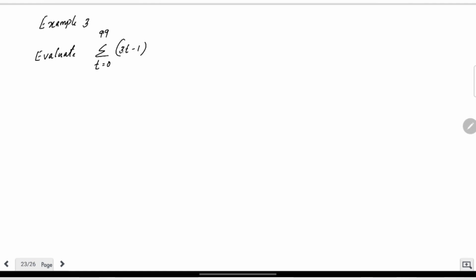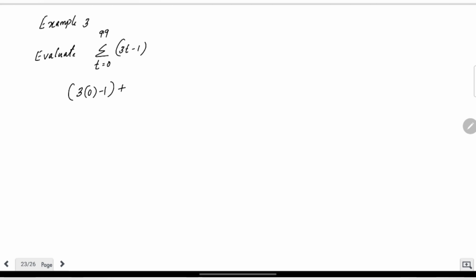Here, first term, how do you get it? The value of t is 0, isn't it? So what is the first term? 3 times 0 minus 1. I got the first term. Please use the brackets so that you know term by term.